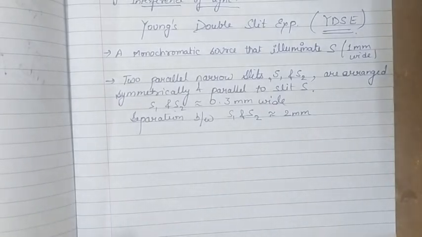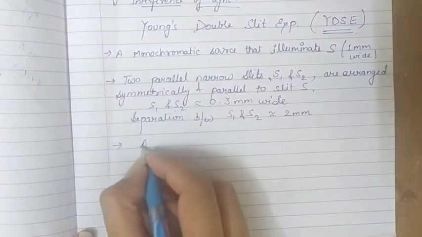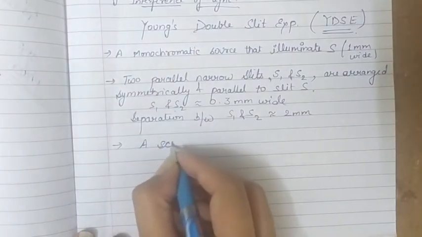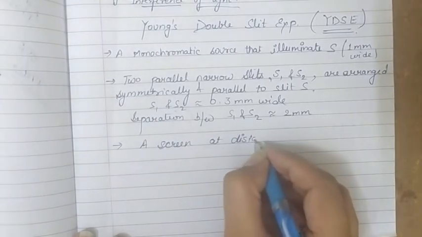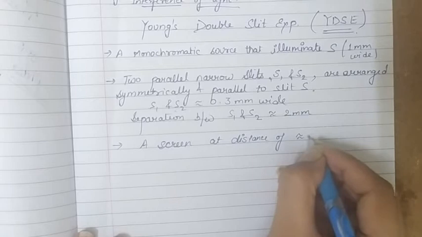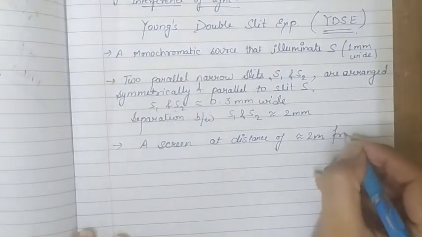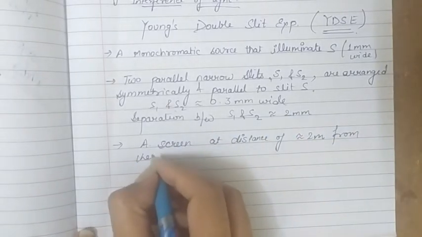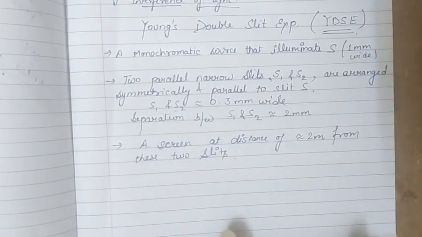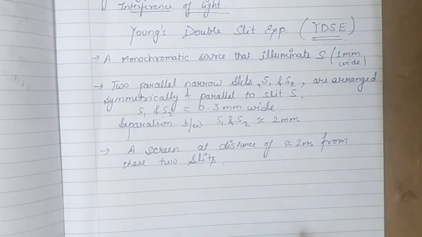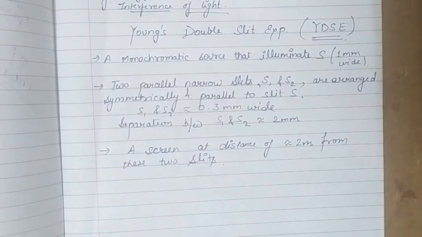Now a screen is placed there. After that there is a screen where we will take observations. A screen is placed at a distance of approximately 2 meter from these two slits. This is the arrangement that Young used in his experiment to obtain interference fringes, and he observed a pattern of bright and dark fringes on that screen, and we call it interference fringes.